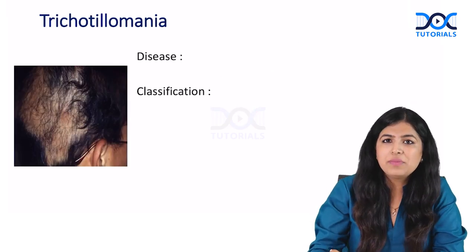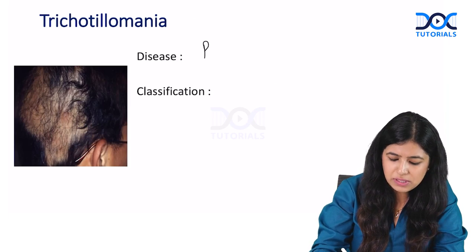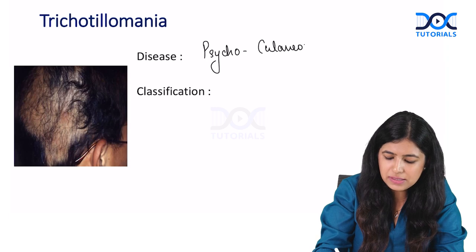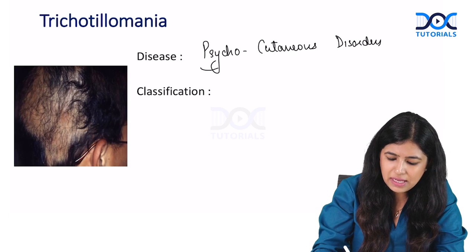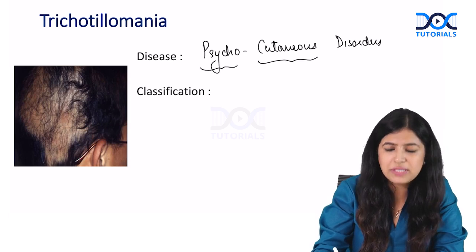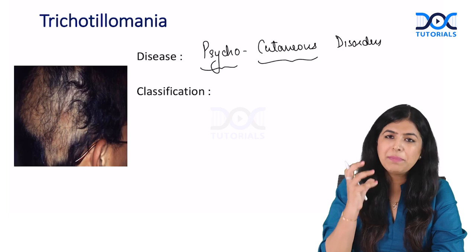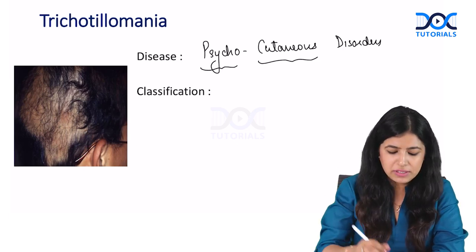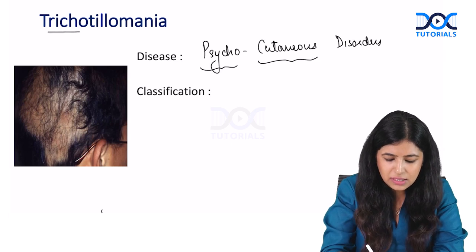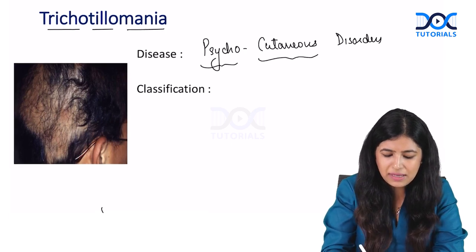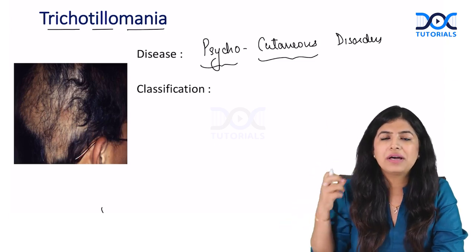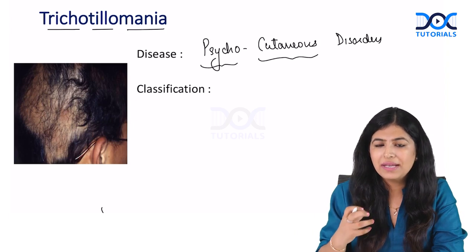So next we come to trichotillomania. Now, trichotillomania is a disease which belongs to the group of psychocutaneous disorders. It means there is a psychiatric component to the cutaneous disease. Here the patient is pulling out their own hair. You can even see that in the name of the disease. Tricho means hair, tillo means pulling, mania is a psychiatric disorder. So here the patient has an urge to recurrently pull out their own hair.